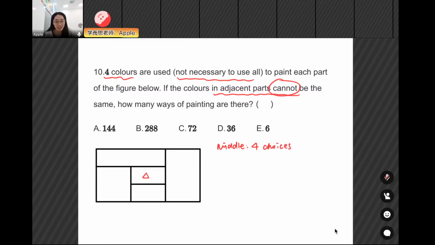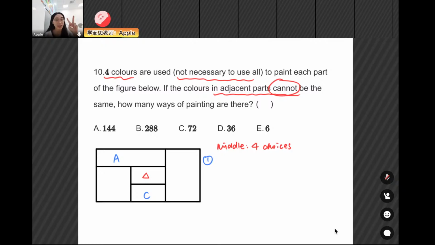Then, following this, let's have a look. There are also 2 special places. Let's have a look. Maybe I label it as area A and area C. Why are they special? Well, according to the question, we know that it is not necessary to use all colors, which means some colors can repeat, okay? But why do we start from these 2 areas? Well, you can see that for each of them, they have 3 adjacent areas, right?